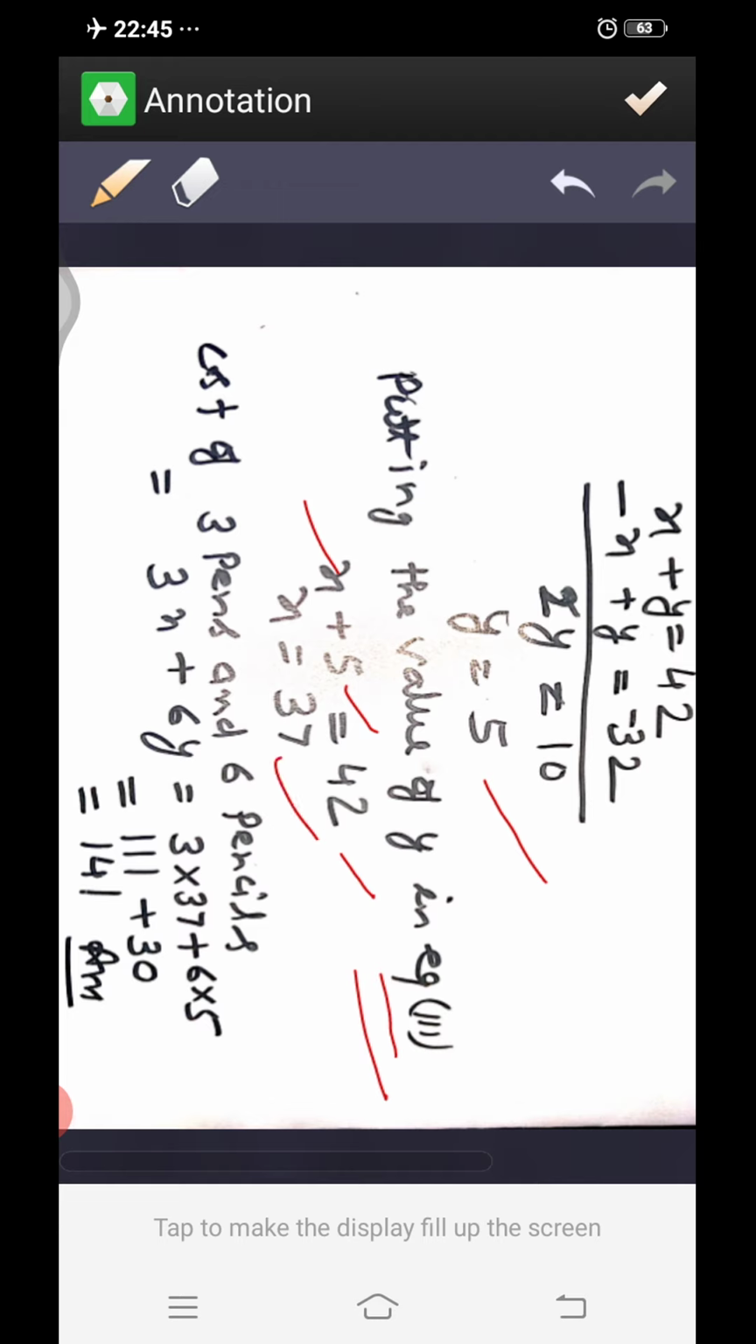Now we have got cost of one pen is 37 and cost of one pencil equal to 5. So we have to find cost of 3 pens, that is 3x, and 6 pencils, that is 6y. So 3x plus 6y. In place of x we put 37, 3 into 37 plus 6 into 5, that is 111 plus 30. So we get cost of 3 pens and 6 pencils together is 141. That is our required answer.